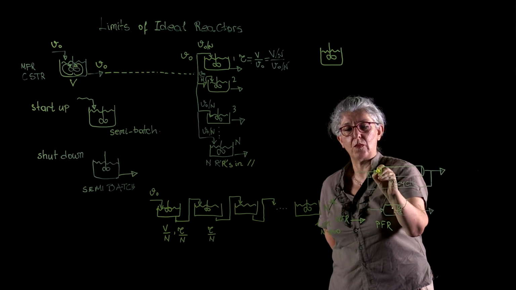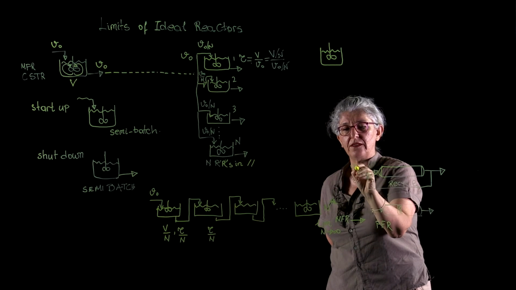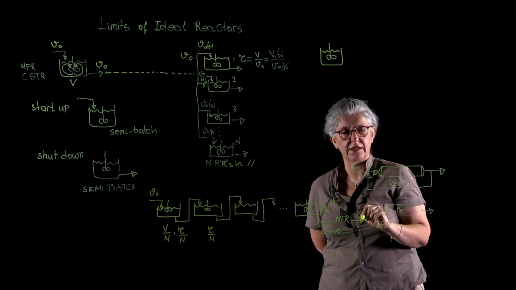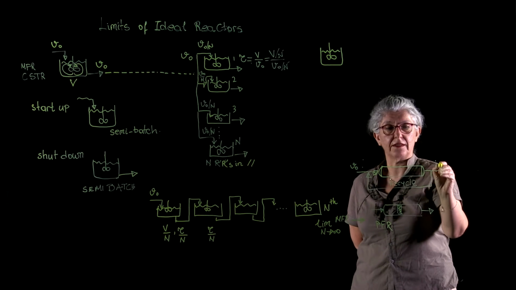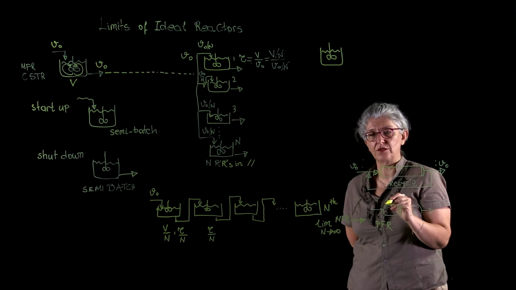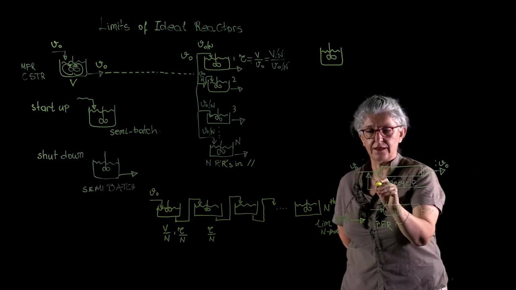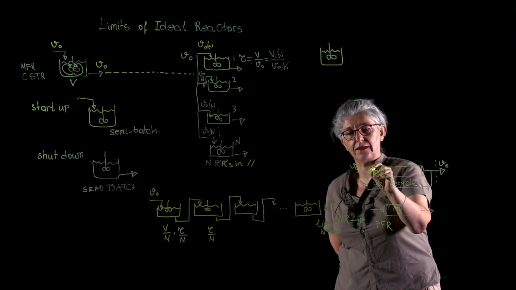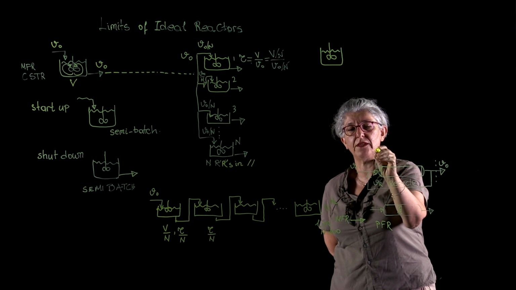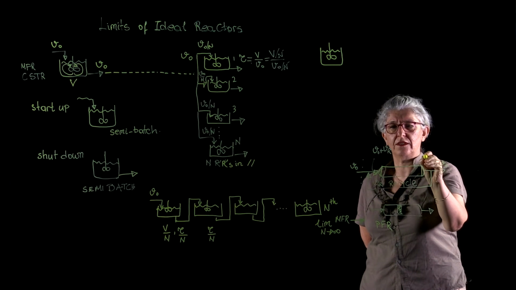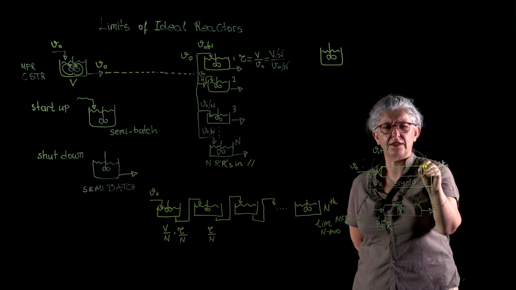Now, the volumetric flow rate before recycle and after recycle should be identical to ensure the steady state operation of this type of a reactor. Let's call this V sub R. Under constant density conditions, the volumetric flow rate here should be V0 plus V sub R. Also here, it should be V0 plus V sub R.